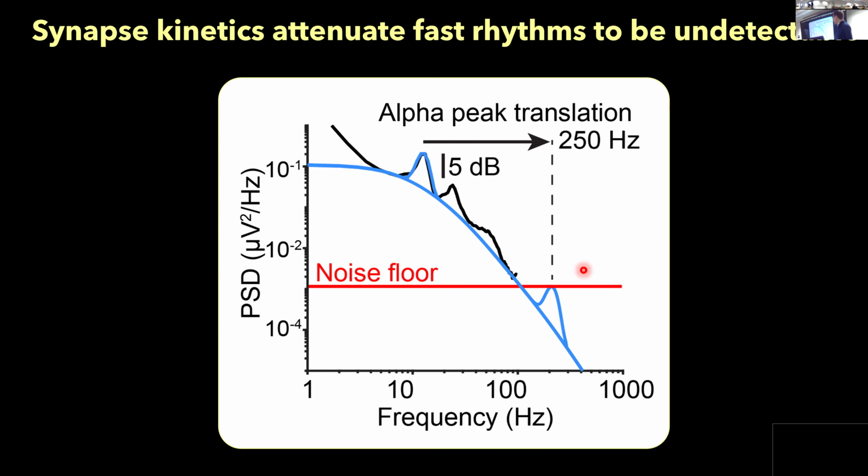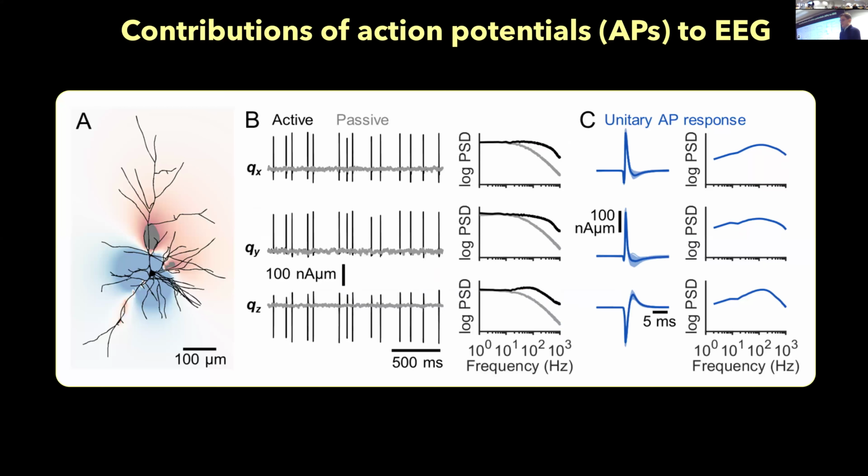So one might rightfully ask, how are these higher frequency oscillations generated? We know that we can see them on the EEG, but they don't seem to be due to synaptic kinetics. One hypothesis that's been proposed is that this is due to action potentials, the outputs of these neurons that I talked about previously. So we went back to our models and characterized the EEG signals generated by the outputs. Previously, I was talking about the synaptic input. Now I'm going to be talking about the action potential output of these neurons.